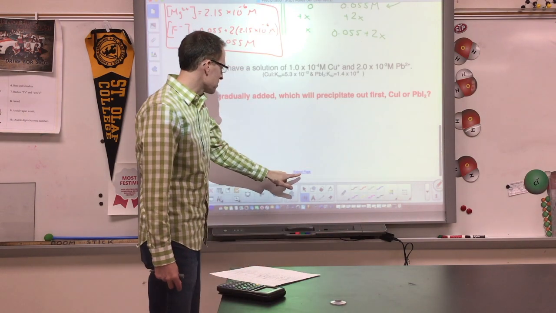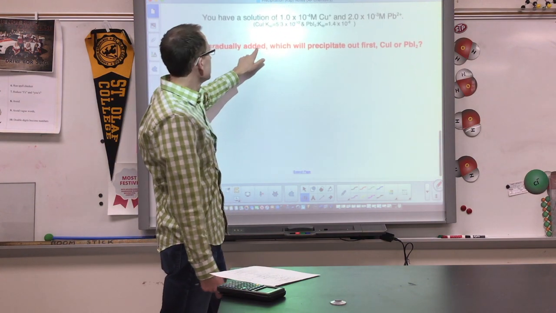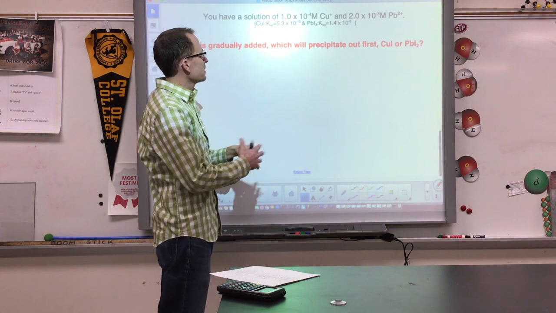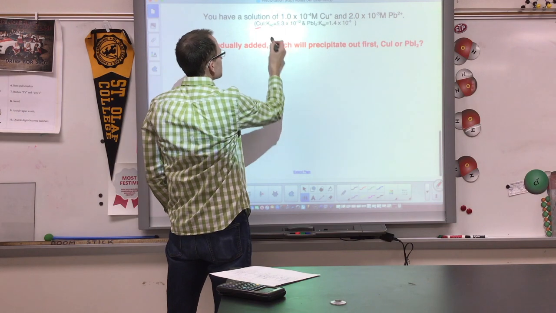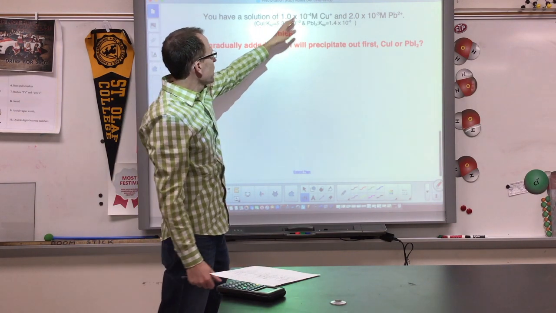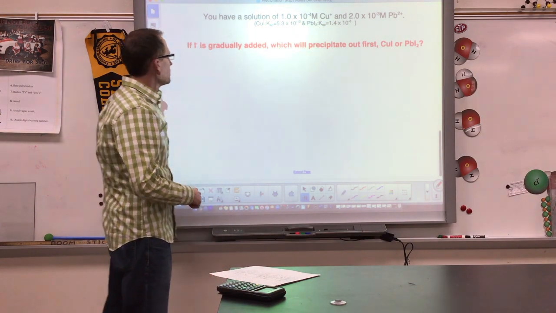Let's take a look at our last problem. Again, they're all very, very different. So it says you have a solution, and it's actually a solution of CuI and PbI2. You have that amount, that molarity, of each of those metals, okay?